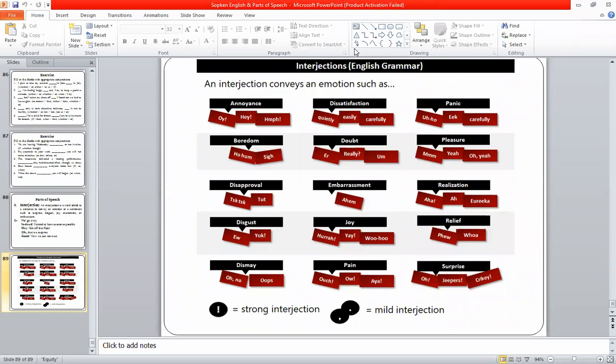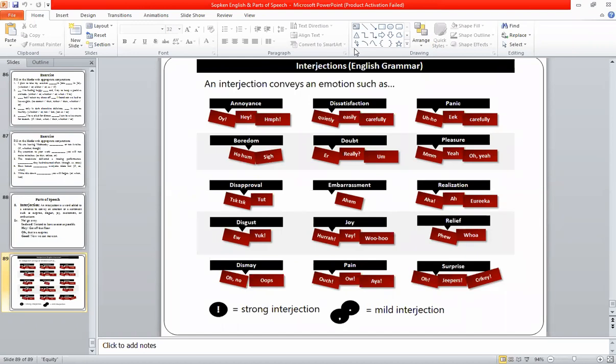Then the next is dismay, the feeling of fear in our mind. When we are in a frightening mode, then we use words like oh no, oops.